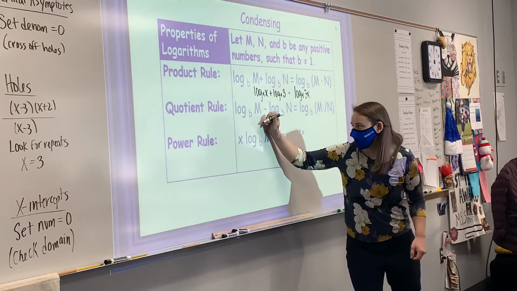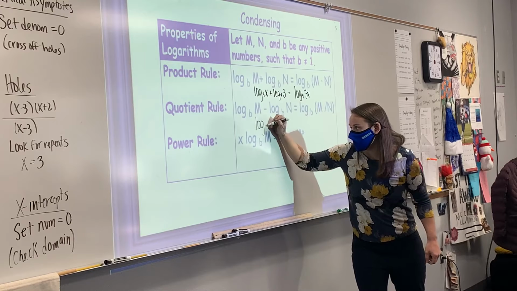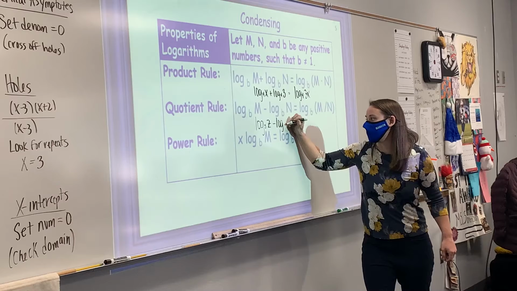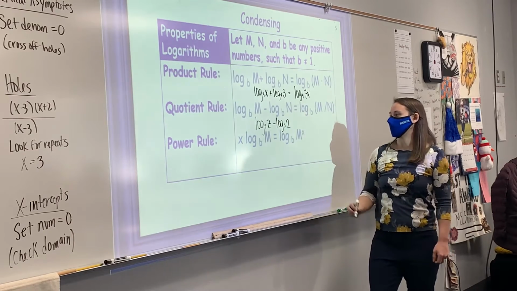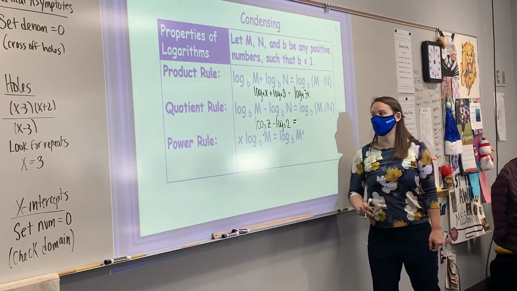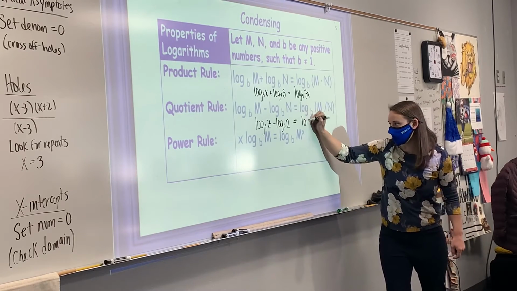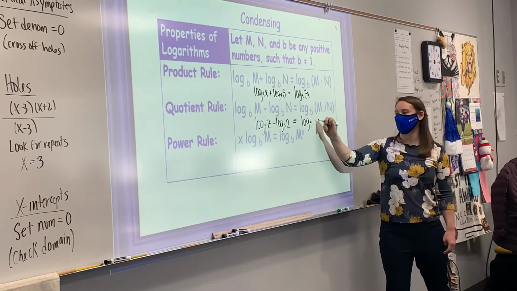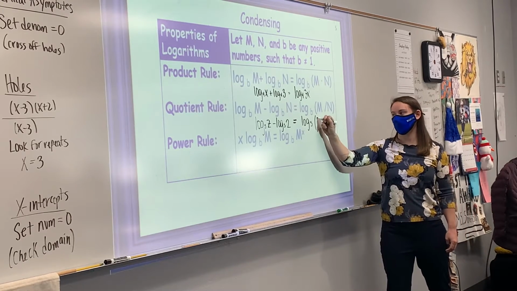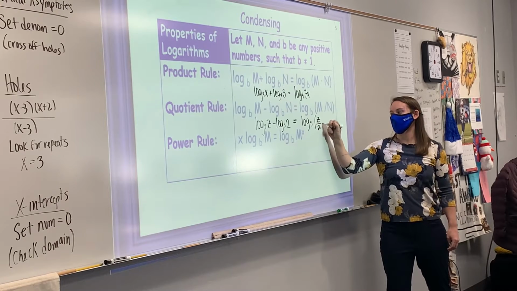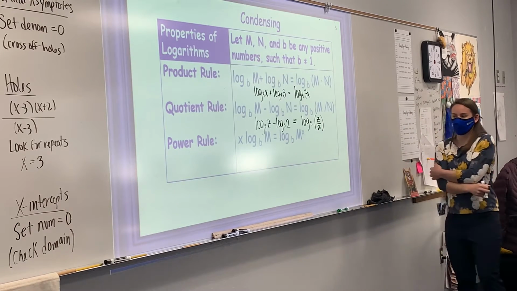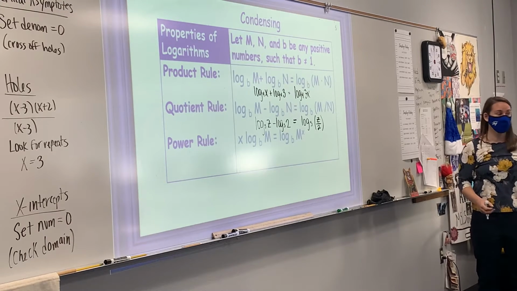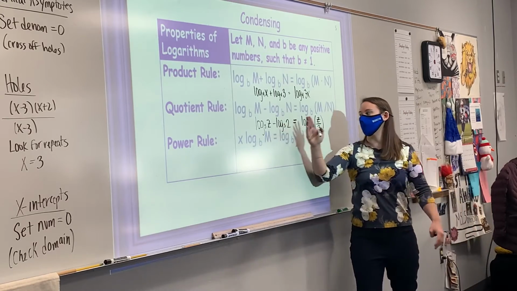Okay, what if I had something like this? Log base 5 of z minus log base 5 of 2. Well, that's going to be the same thing as log base 5 of what divided by what? Z over 2, exactly. It's always that first number first. So you just recognize it as subtraction and then say, oh, I've got to do division.